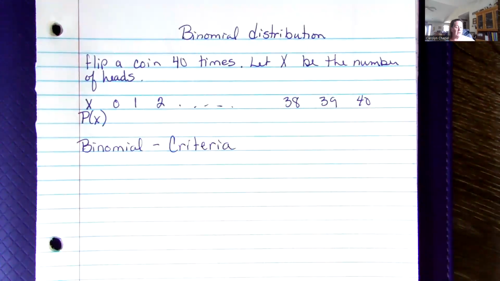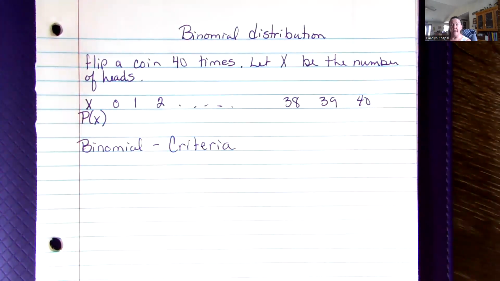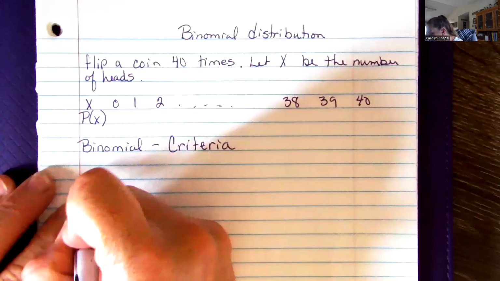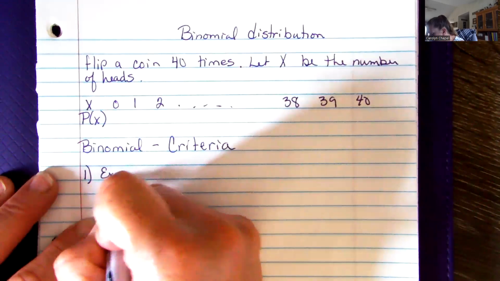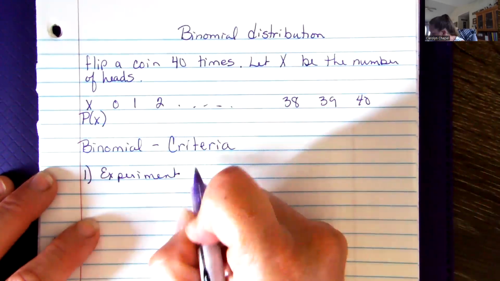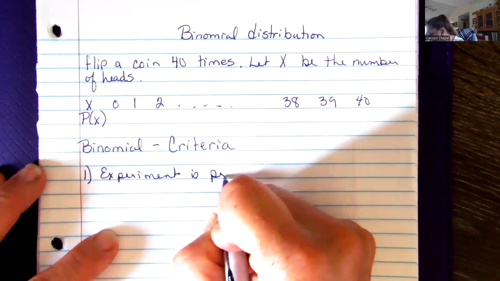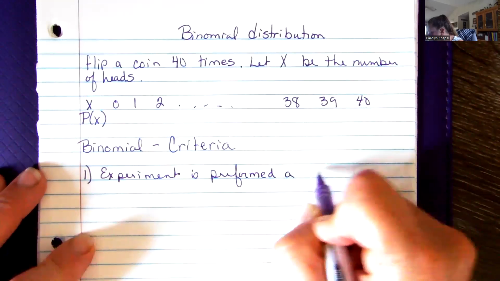Well, there's some criteria that a binomial follows. And for it to happen, all 4 of these criteria have to happen. So the first criteria is that the experiment, or what you're doing, is performed a fixed number of times.